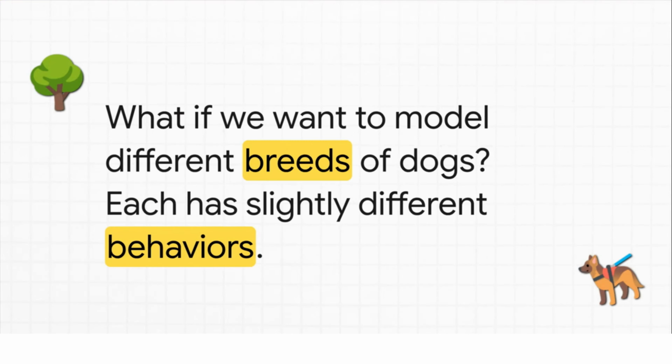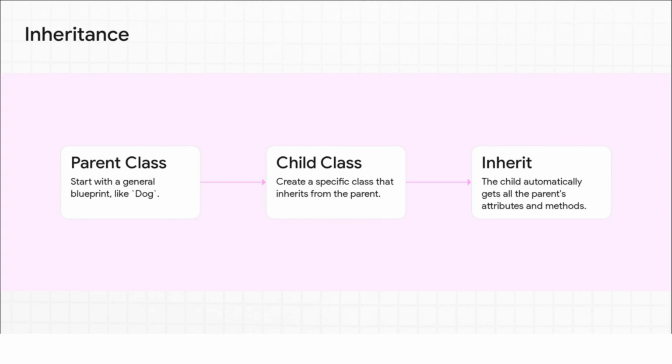Imagine we're coding a dog park. We've got our general dog class, which is great, but we all know that different breeds are, well, different. A bulldog isn't the same as a Jack Russell Terrier. So how do we handle that without just copying and pasting our code over and over again? The answer is inheritance. It's brilliant. We start with our general parent class, which is dog. Then we create a more specific child class, like Jack Russell Terrier, and tell it that it inherits from dog. What does that mean? It means that child class automatically gets all the parent stuff, the name, the age, the ability to speak, all of it, for free. It is the ultimate form of code reuse.